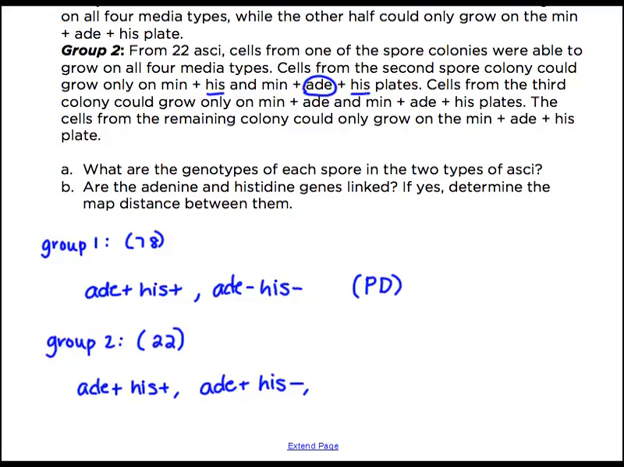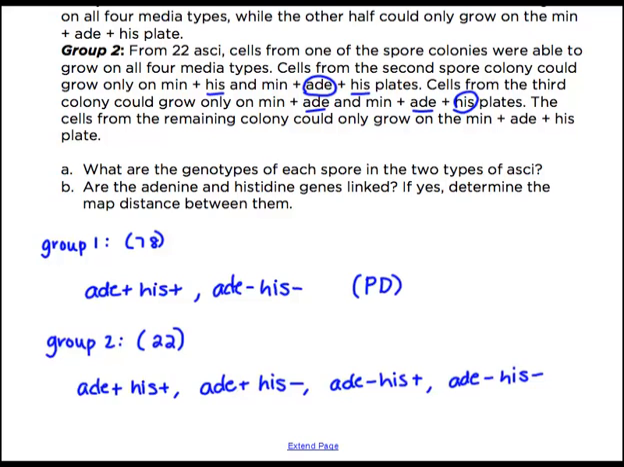The third colony could only grow on minimal media plus adenine and minimal media plus adenine plus histidine. So again, they only needed histidine on one of the plates and not on the other, so they must be histidine plus, but they needed adenine no matter what to grow, so they're adenine minus. And finally, the cells from the remaining colony could only grow on the minimal media with both adenine and histidine added, so they are ad minus and histidine minus.